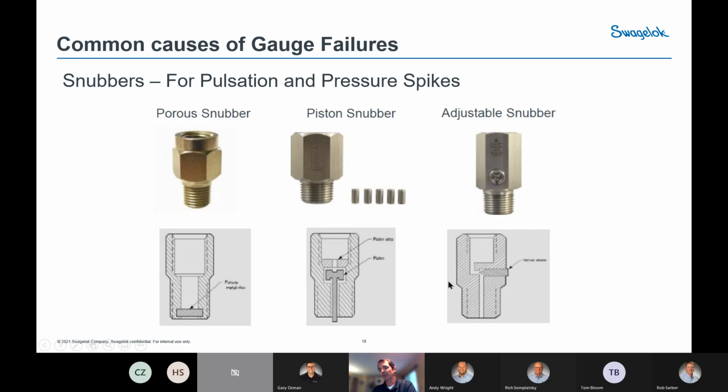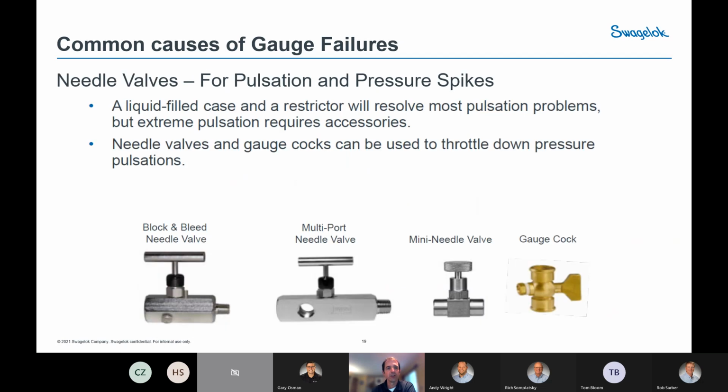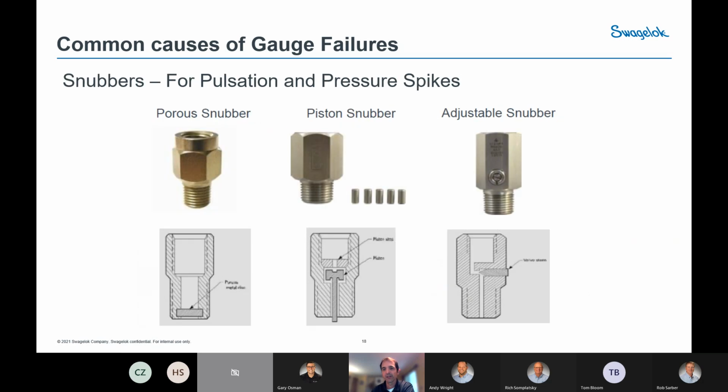And then the adjustable snubber, if you can see in the picture here, is actually like a little needle valve. You can adjust this set screw that has a needle valve type shape on the tip that just changes the orifice to dampen the pressure. And along those lines, you can also use a needle valve for pulsation and pressure spike situations. You just would install it below the gauge, and you can use the needle valve in the same way as we just saw on the last slide here on the adjustable snubber.